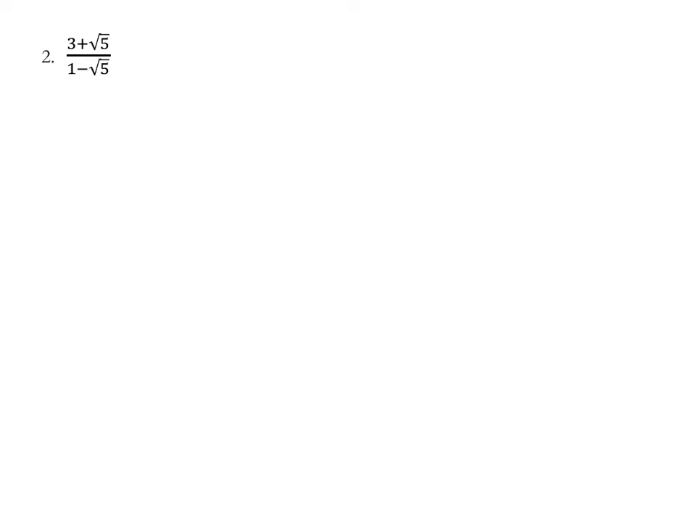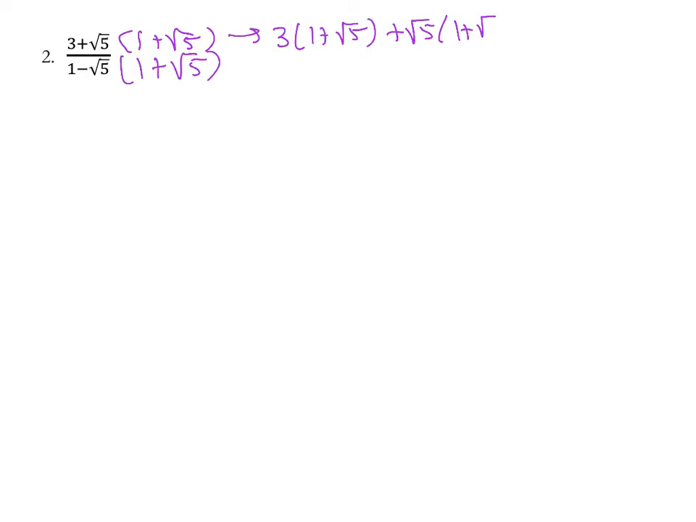Alright, let's try another one. In this one, to get rid of the 1 minus radical 5, I have to use 1 plus radical 5. It's not going to get rid of it completely, but it will get rid of the radical. And then remember, whatever you do to the bottom, got to do the top. And then we're going to FOIL the top part out together. So if it helps you to write that like we were writing it yesterday, that's the 3 plus the 1 radical 5, and then the radical 5 times the 1 plus radical 5. And we're going to distribute that out together.